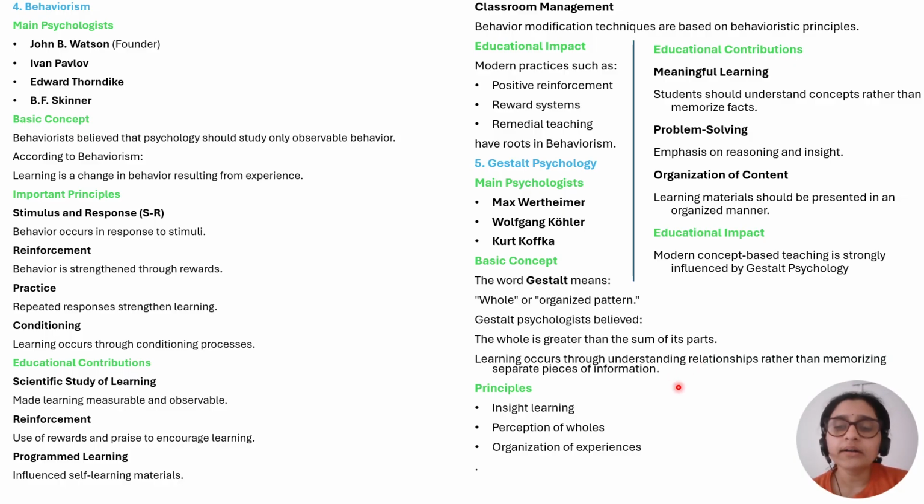Here, they believe that learning occurs through understanding of relationships. If you relate one concept to another, then the learning will be better than memorizing separate pieces of information. So you learn the whole thing by understanding its relationship to some other linked concept rather than trying to memorize. If you memorize, you will not remember it. Only if you understand its relationship with others will proper learning occur.